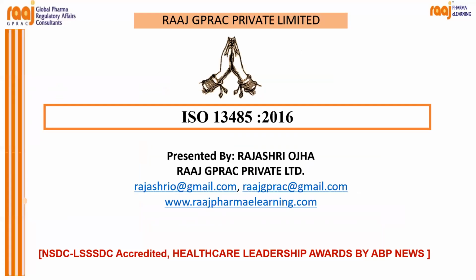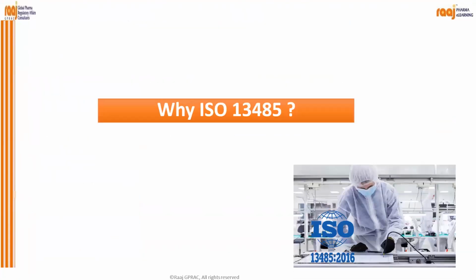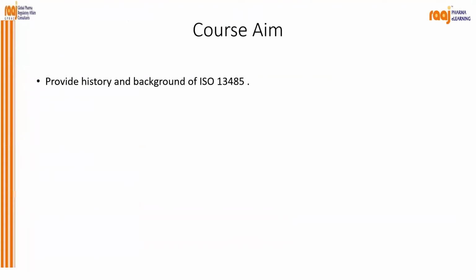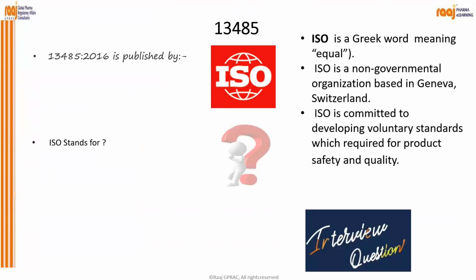So, quality management system as per ISO 13485:2016. It is an ISO standard. You know what ISO means, right? International Organization for Standardization. ISO is a Greek word meaning equal. ISO is a non-governmental organization based in Geneva, Switzerland, and ISO is committed to developing voluntary standards which are required for product safety and quality.